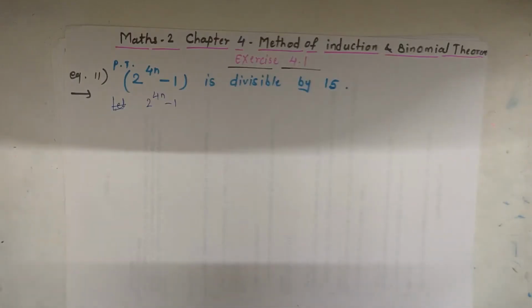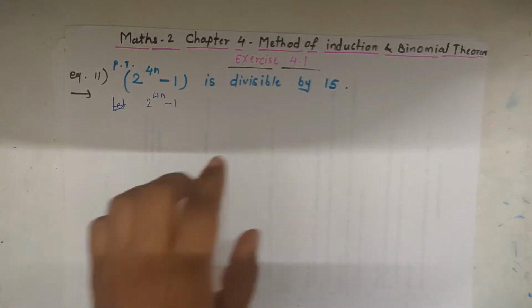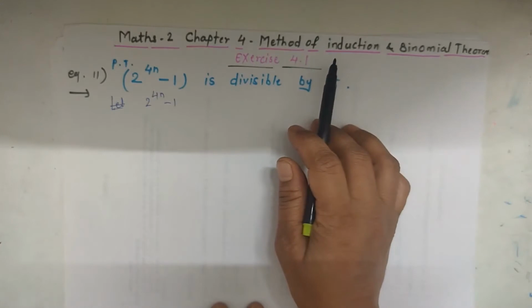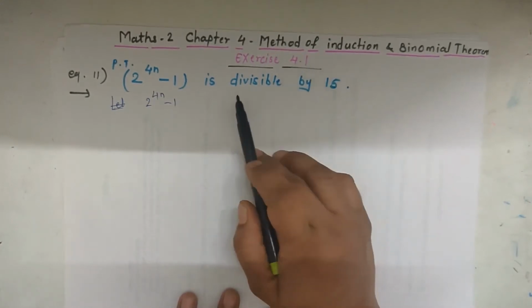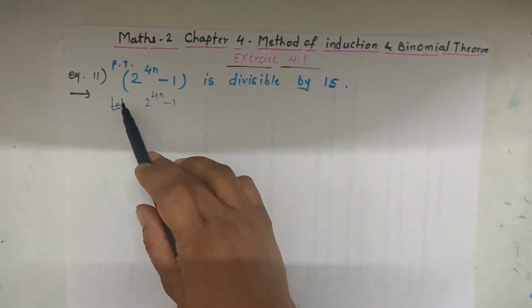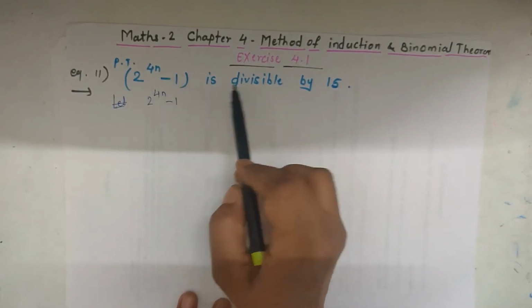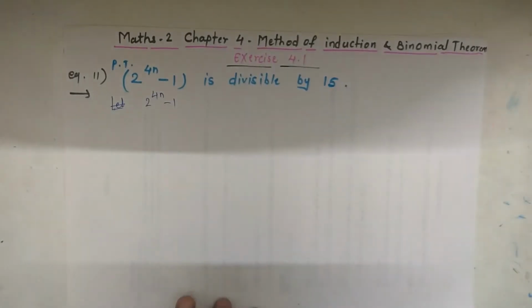Students, in this video we are going to solve the examples on exercise 4.1, which is based on the method of induction. Let's see example number 11. Prove by the method of induction that 2 raised to 4n minus 1 is divisible by 15.